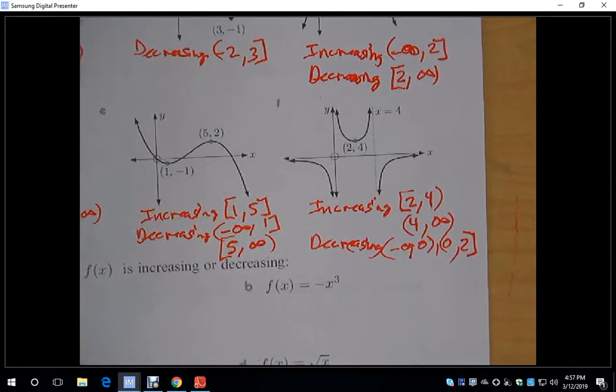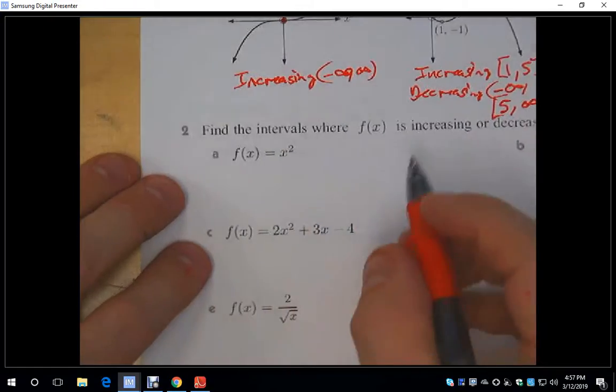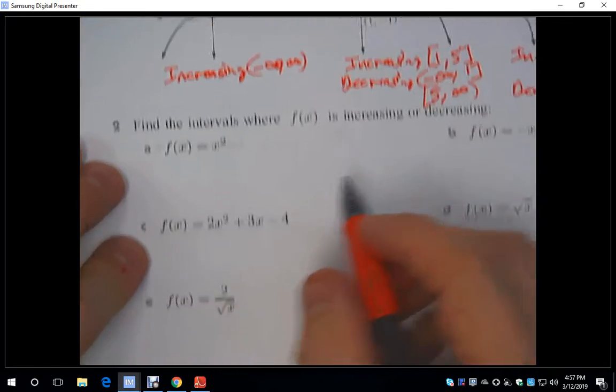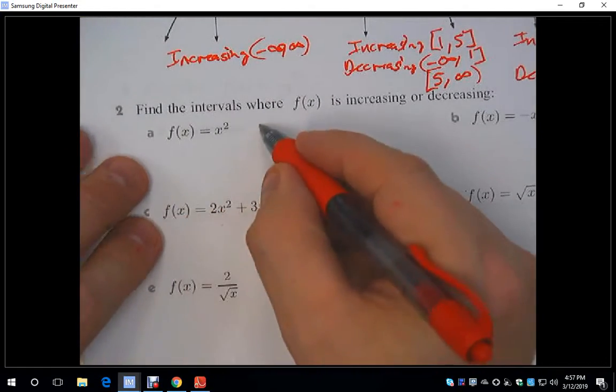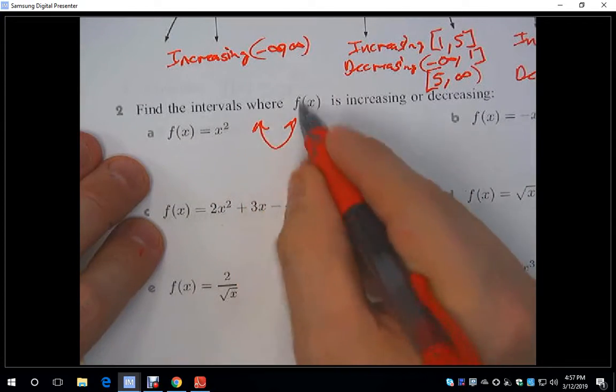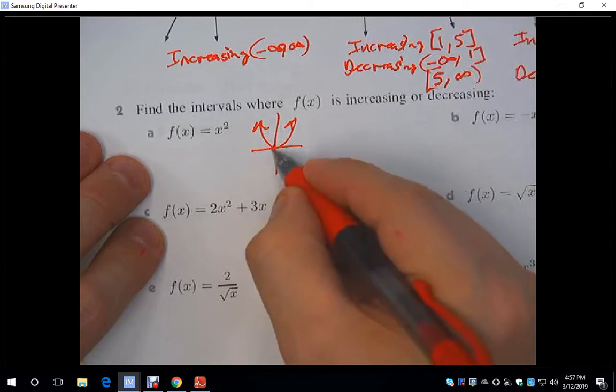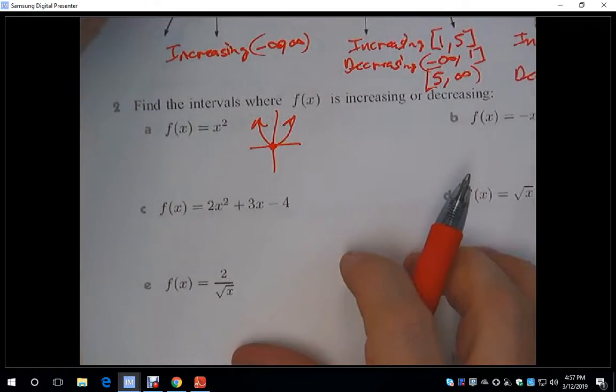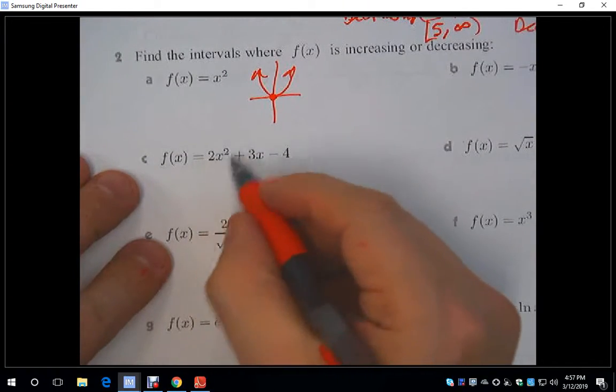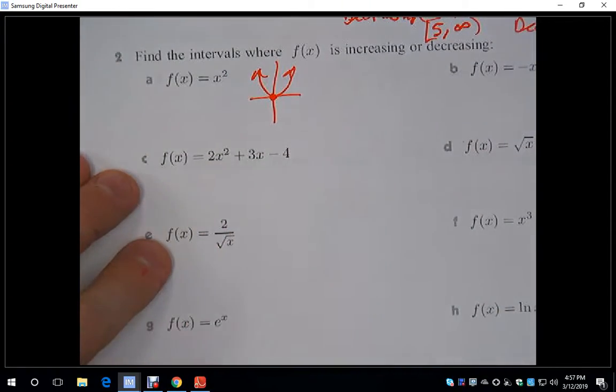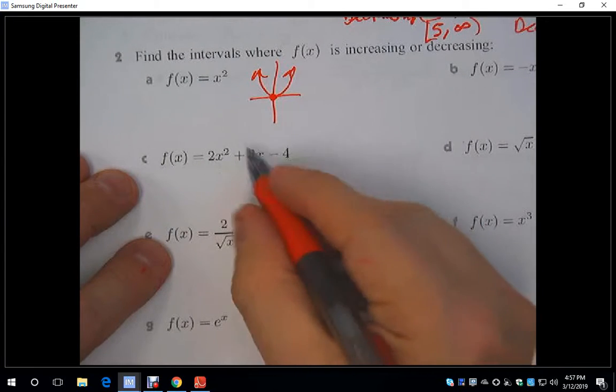Great, let's move on. Number 2 says find the interval where f of x is increasing and decreasing. I'm going to skip the first one. I hope you recognize this as a parabola that opens up and down. It's centered at the origin, so that one's super easy. Now this one's also going to be a parabola, and I know it's a parabola because this is quadratic. So I'm going to find out where the vertex is.